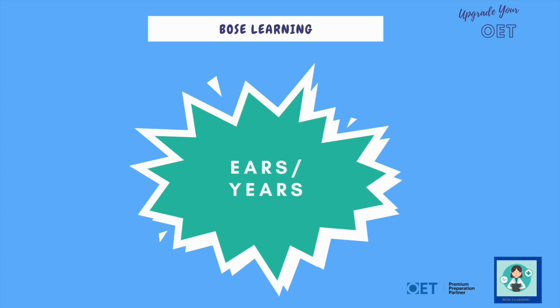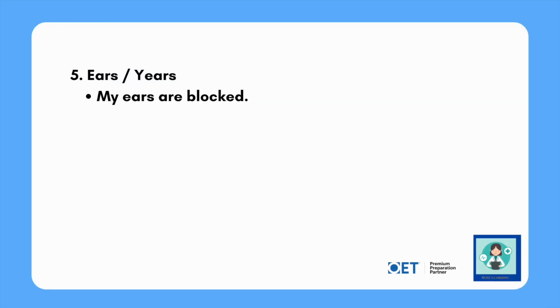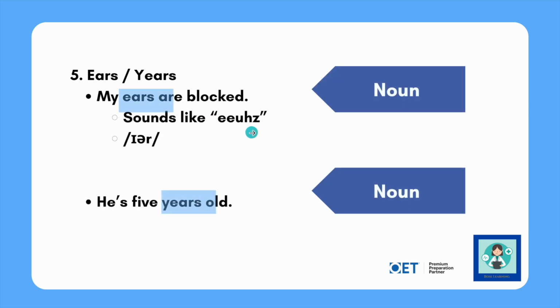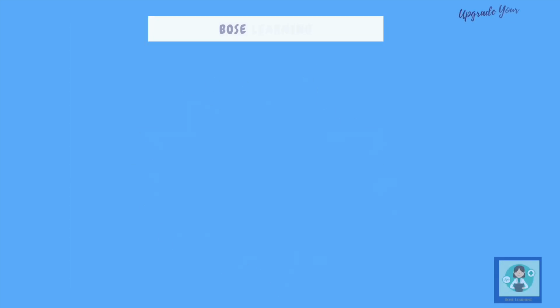And again, another one that I've often heard mispronounced by my Indian friends and also teachers. My ears are blocked. Sounds like ears, and he's 5 years old. Years. This one doesn't have that y sound, so it's not my years are blocked, it's my ears are blocked. Ears are blocked. This one is years. They're both nouns, of course.